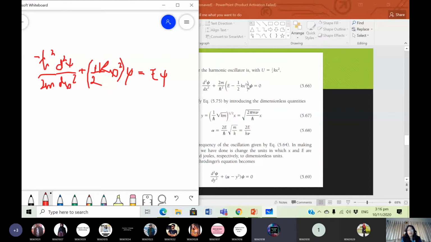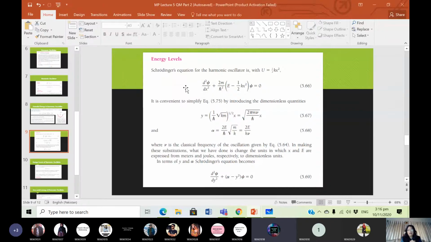So when we rearrange the equation, we will get something that looks like this, okay? I'm not going to do all the algebra here because it's very easy. Then here you introduce a dimensionless quantity y, which is equal to (km/h bar) to the power half times x, okay? When we introduce this quantity, we will get this thing.